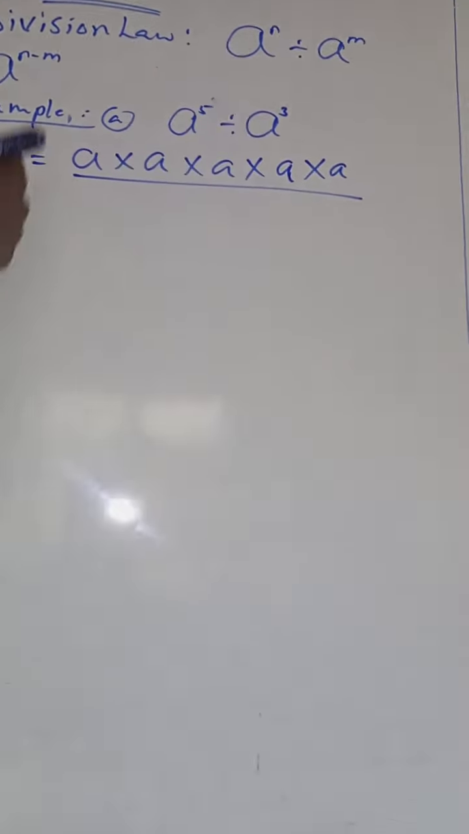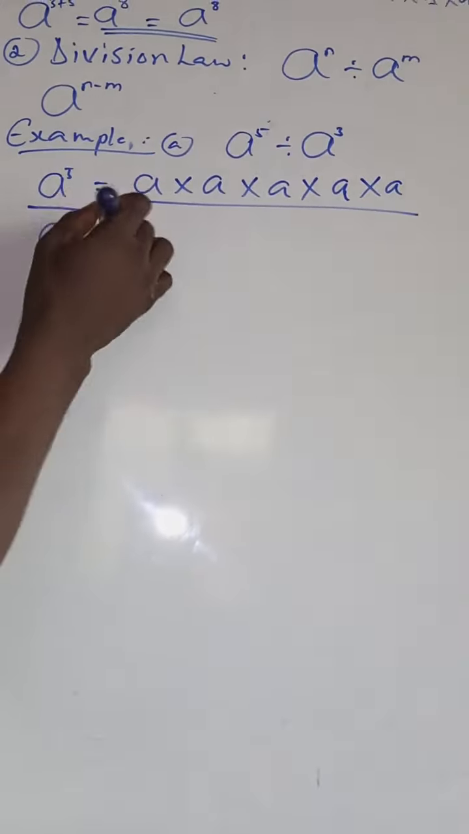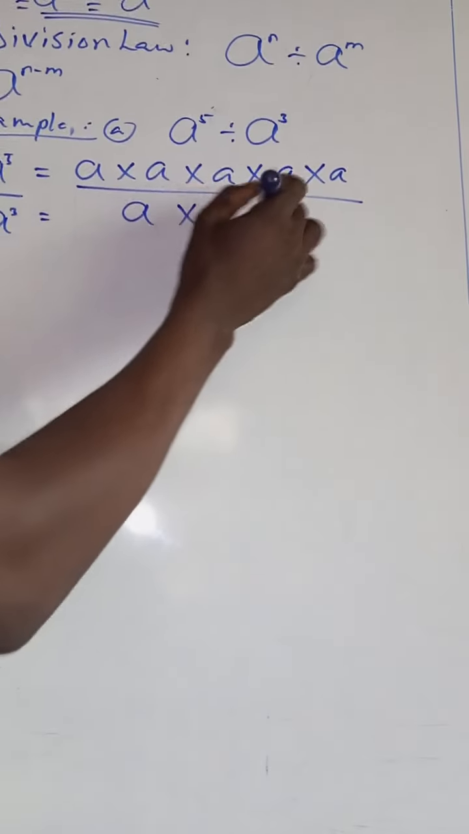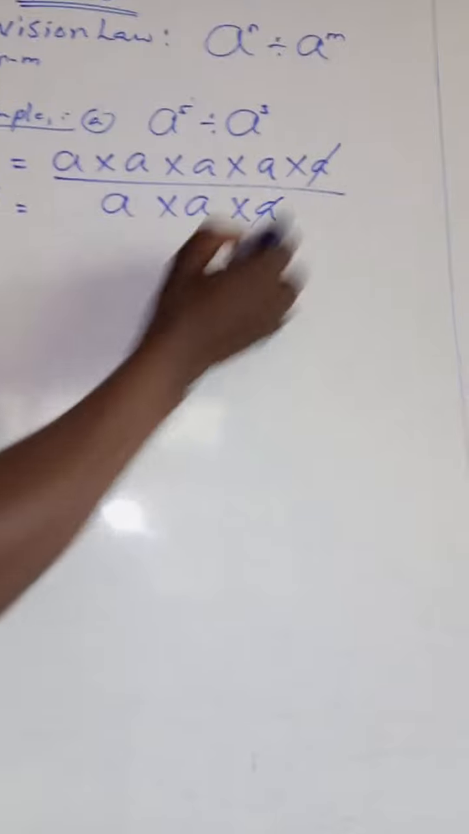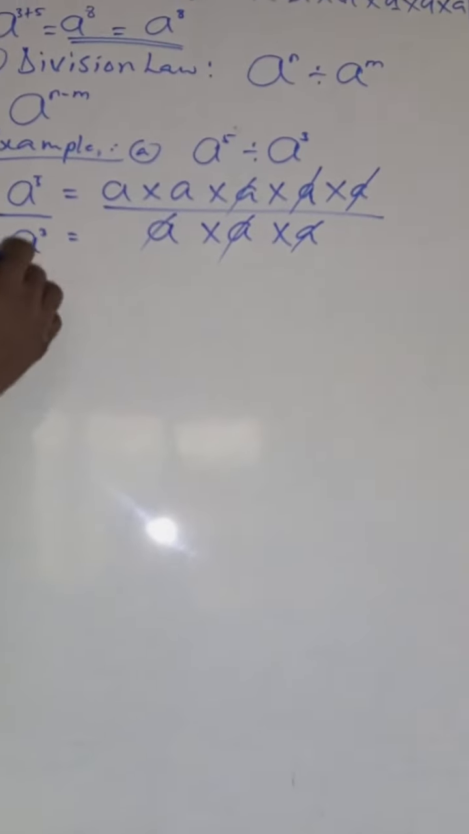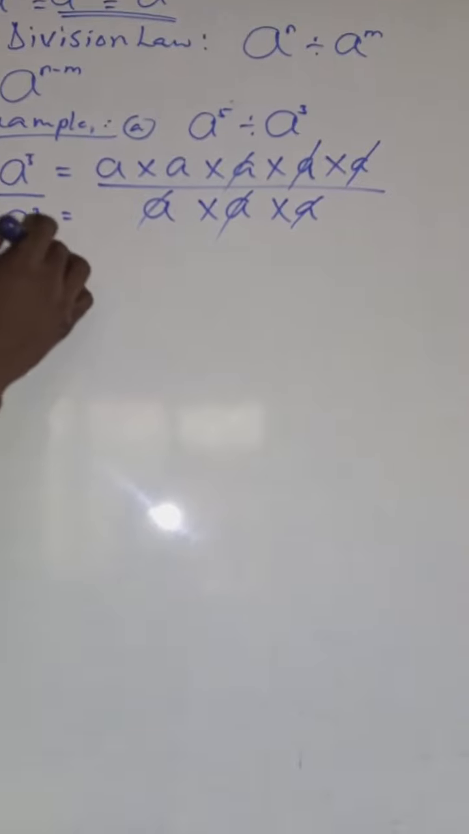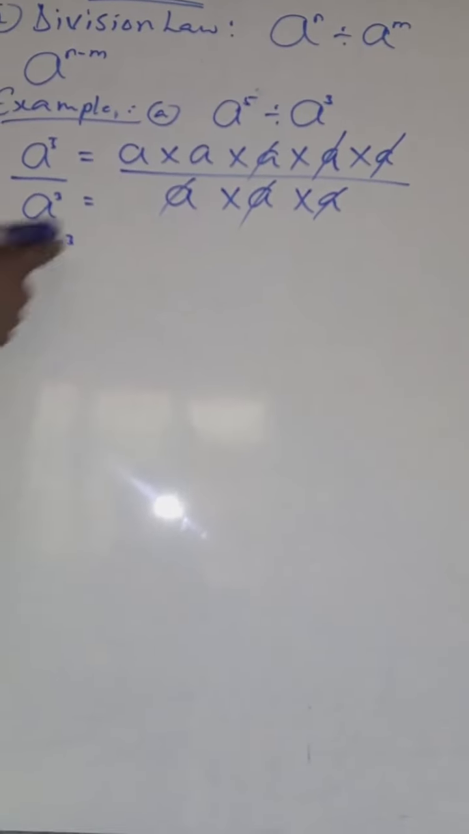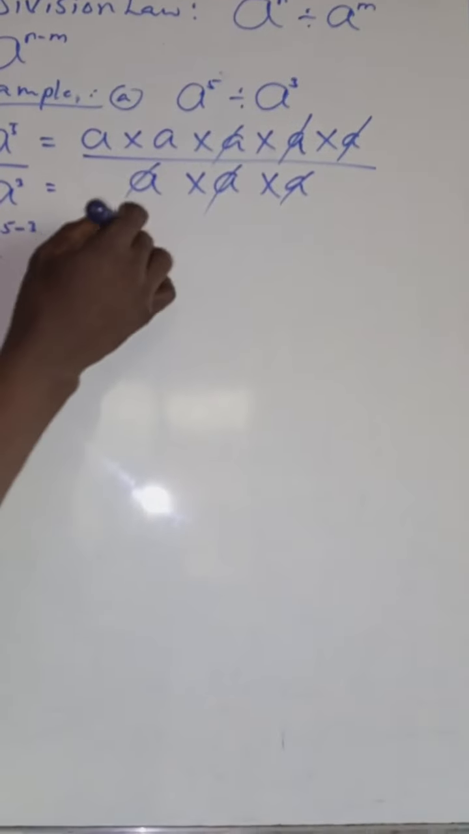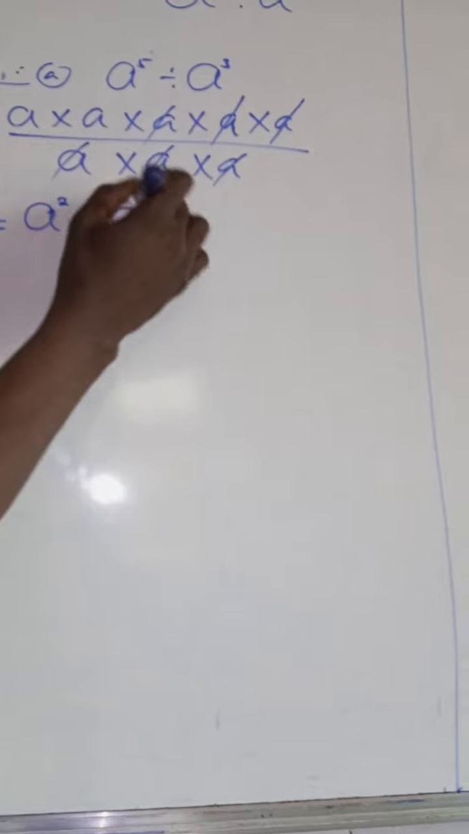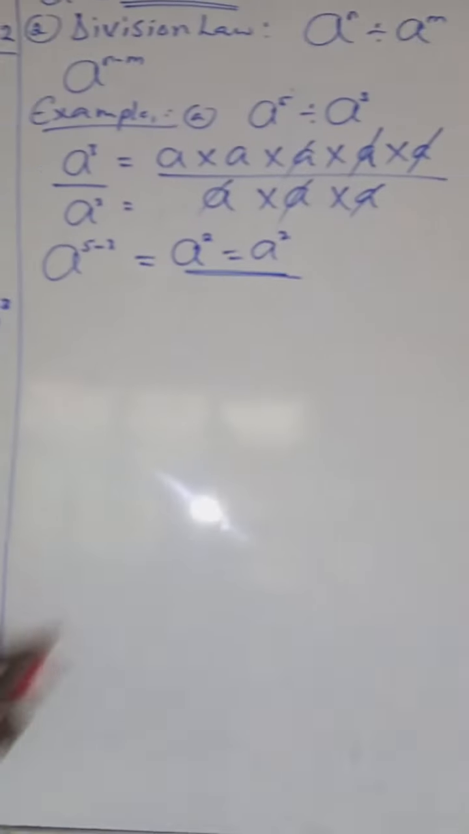So this division is the same thing as this. So a raised to power 3, that's a times a times a. Now this a can cancel this a, this cancels this, this cancels this. It remains 2. So it's the same thing as saying a raised to power 5 minus a raised to power 3. Just subtract the power, which of course will give me a raised to power 2. And look at it, it remains a raised to power 2. So that is the second law.